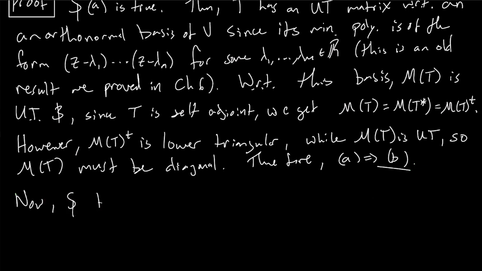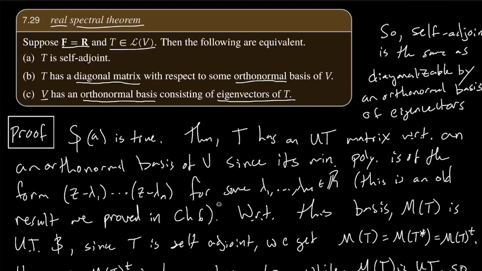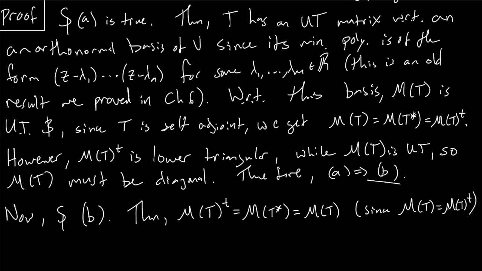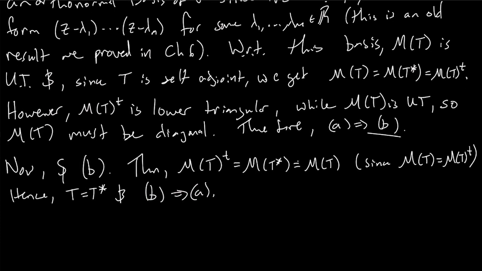Now, suppose B holds. Then, the matrix of T transpose with respect to the basis from B, such that we have a diagonal matrix, is equal to the matrix of T's adjoint, right? But notice this is still just equal to the matrix of T, since the matrix of T equals its transpose. That is, we're assuming that the matrix of T here is diagonal with respect to some orthonormal basis. Hence, T equals T star, and B implies A. Oh, okay, so A and B are equivalent.